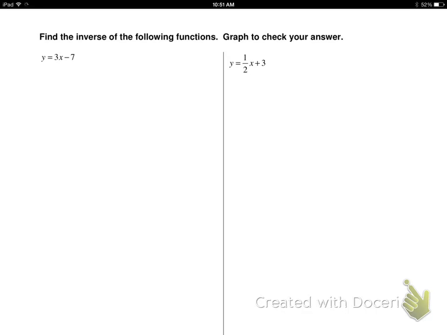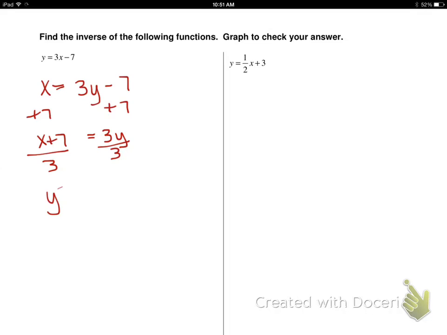So here we have find the inverse. Now these are linear equations. So we'll do one each way. So the first one would be find the inverse of this first problem. And so if we switch x and y, I get x equals 3y minus 7. And if I solve for y, I'm going to add 7. So x plus 7 equals 3y. Divide by 3. So now y, the inverse y, equals x plus 7 over 3. So that is the inverse. So here was the original, and here is the inverse.